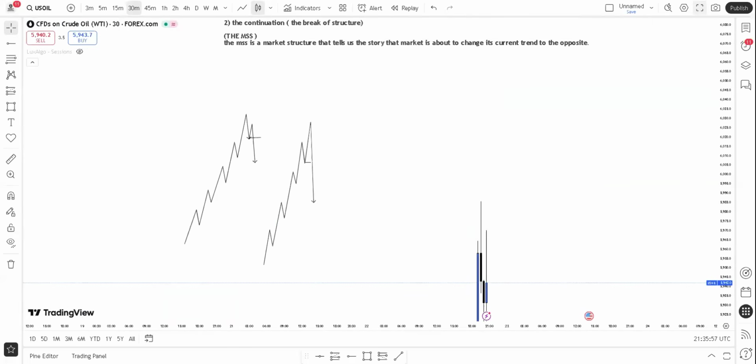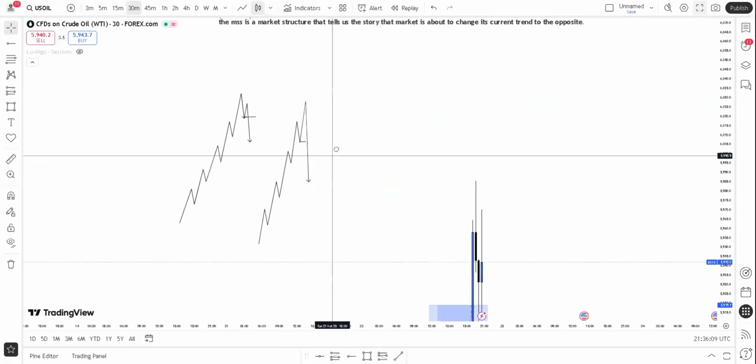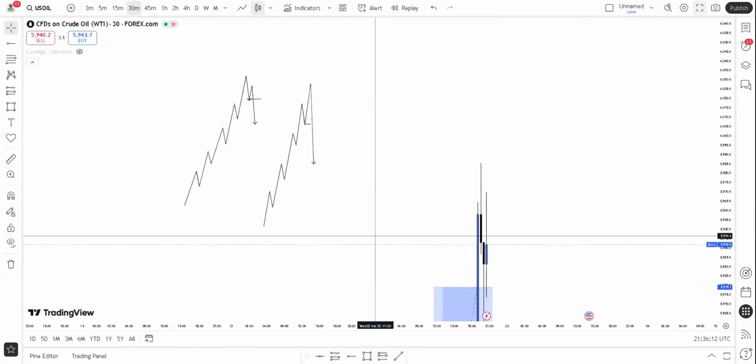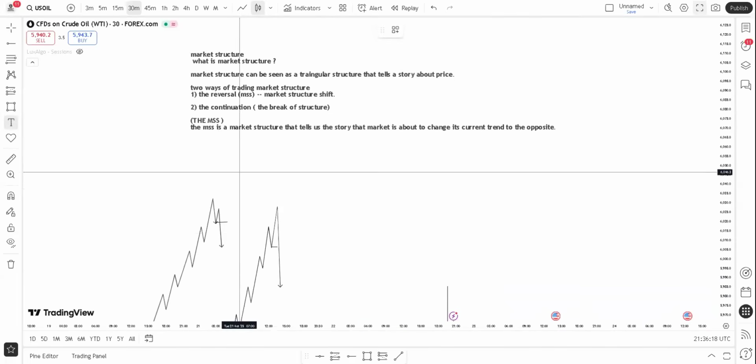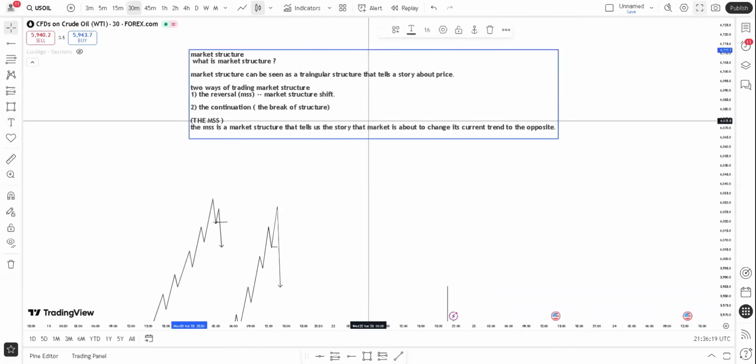Fire. All right, the class is fire, right? Sharp. Now let's move towards the other structure that we have. Now, what is the MSS used for? Reversal. Good, to trade reversals. Now we have the second one, right? Which you guys know.